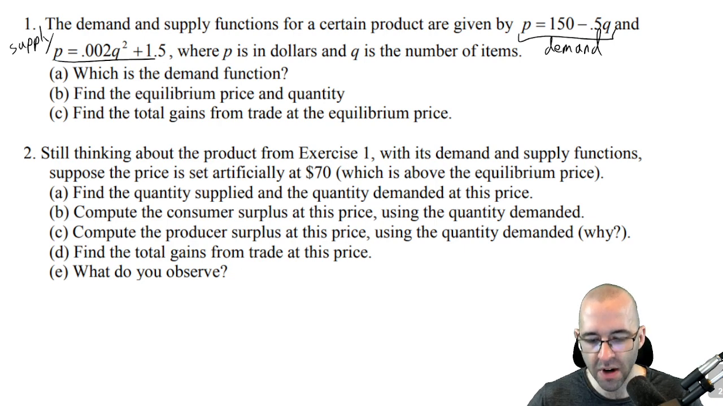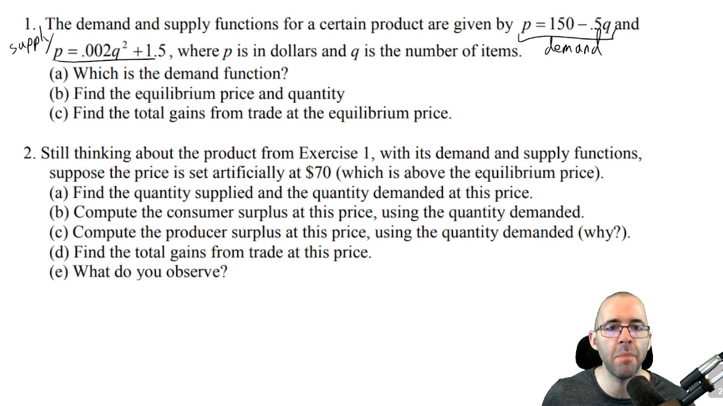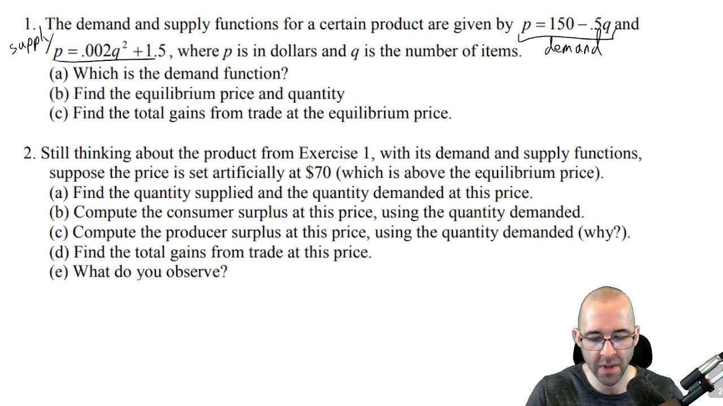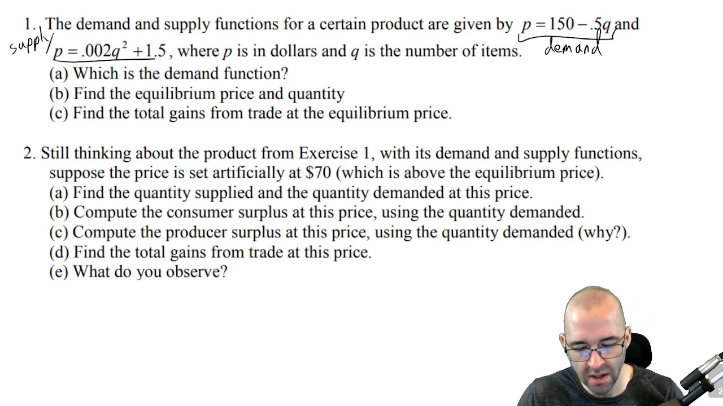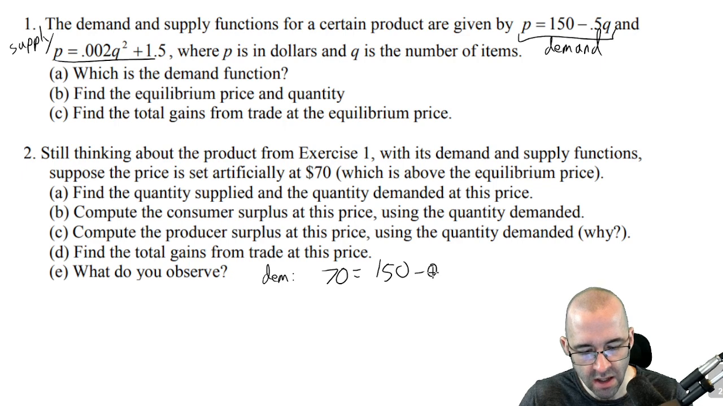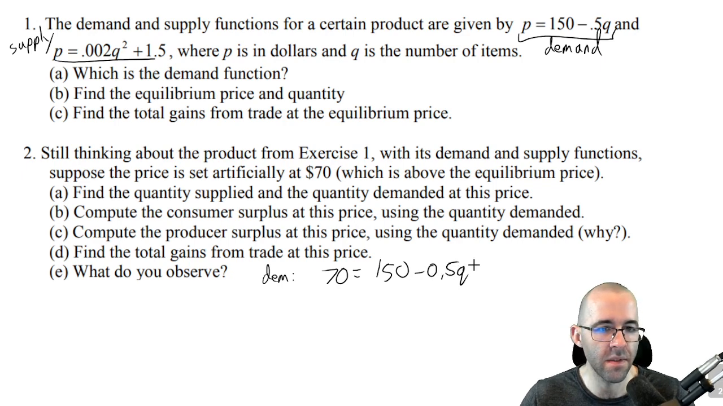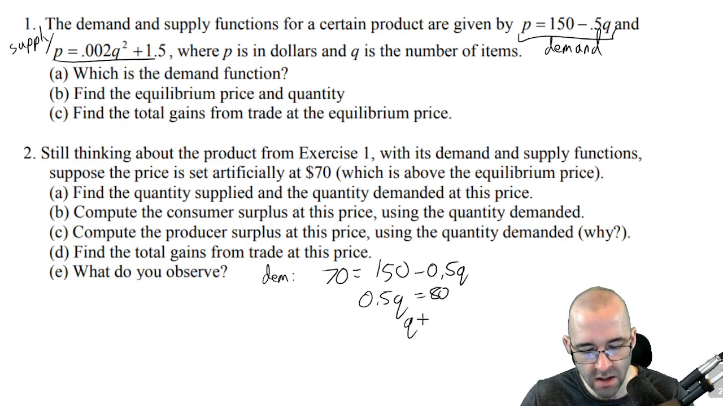So suppose the price is set artificially to $70, which is above equilibrium price. We're going to start by finding the quantity supplied and the quantity demanded. Just plug in the function. The demand: price is 70, demand is 150 minus 0.5Q. We can solve for that. We get 0.5Q equals 80, or Q is 160 units.